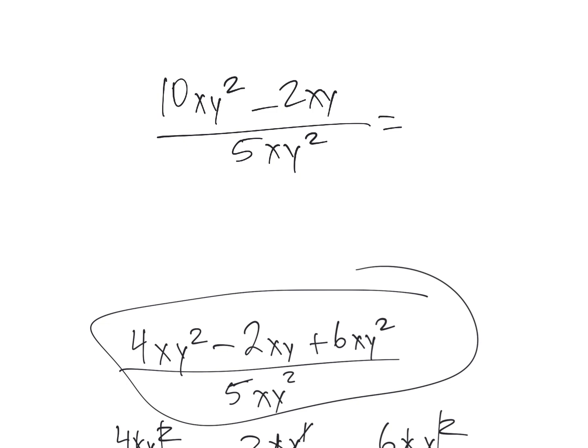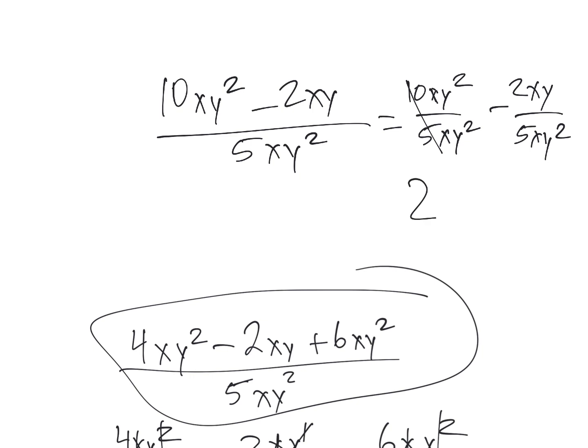Anybody else do something different after this point? Okay, again, I would separate them. But you don't have to. You can factor. You're still going to get the same answer. So there's 2, and the x and the y squared, they reduce. The x reduces here, 1 y reduces with one of those, and you're still left with 2 over 5y. Still get the same answer. All right, let's move on.